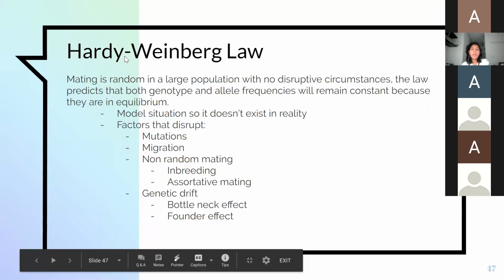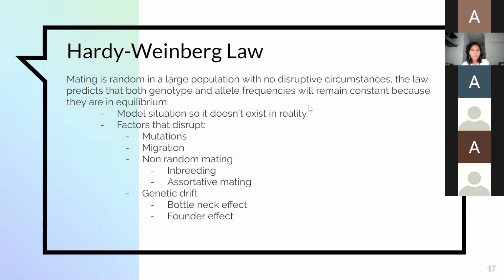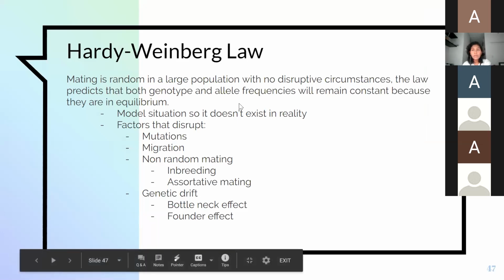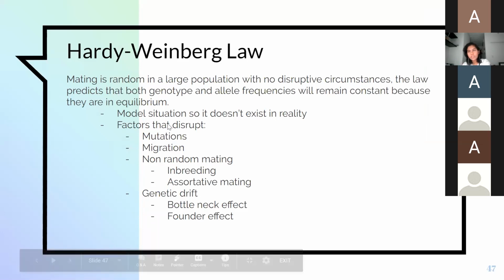Yeah, so Hardy-Weinberg law just states that allele frequencies will remain constant in equilibrium if there are no factors that disrupt. So it's a model situation essentially. So it doesn't exist in reality, but it's just saying that all the genotype and allele frequencies will remain constant in a population with these certain factors.